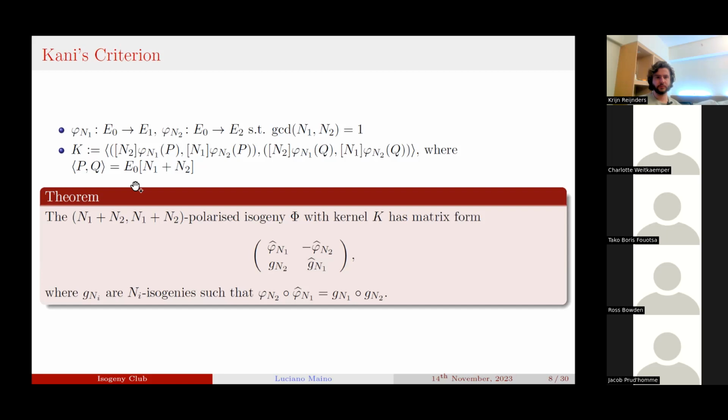This is a group of rank 2. The first generator is given by this pair of points on elliptic curves. The first coordinate of this pair is phi n1 of P scaled by n2, and the second component is phi n2 of P scaled by n1. For the second generator of this subgroup, we have the same thing, but rather than using P, we use Q. And what are P and Q? P and Q are two generators of the n1 plus n2 torsion of E0. So this is the initial data that we need before stating the theorem.